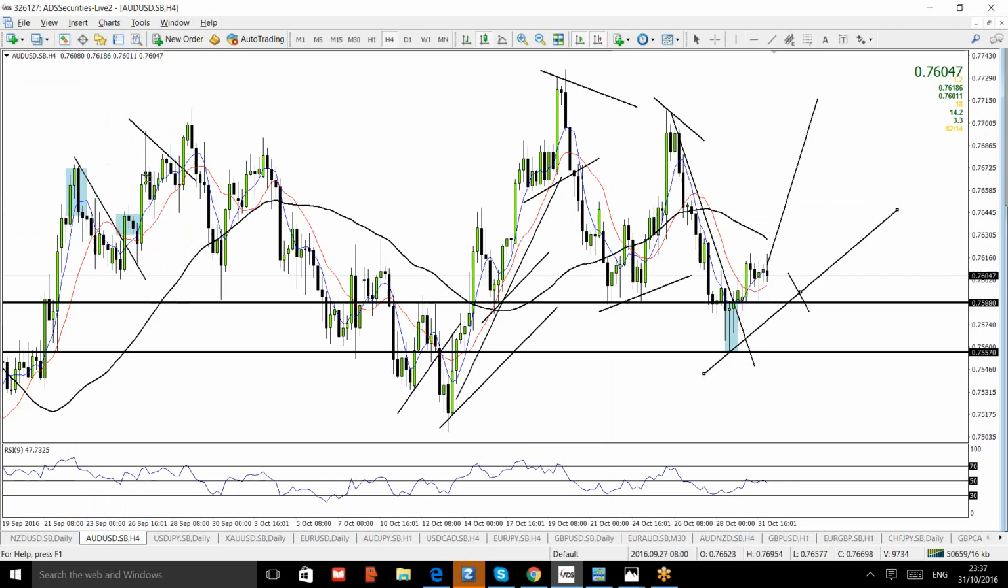I'm just entering randomly. You don't enter randomly. You enter at significant levels, but I'm teaching you, giving you the confidence of this exit strategy. I don't even care about where I'm entering into the market. All I know is I've got an exit strategy, a risk and reward strategy.